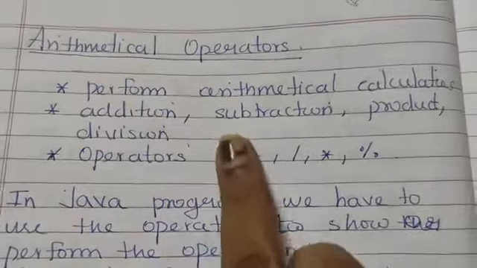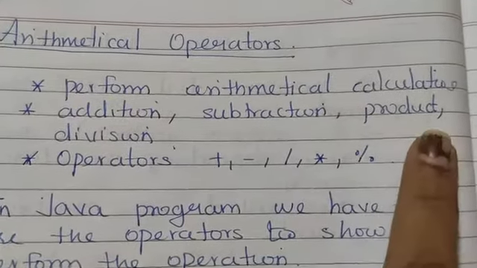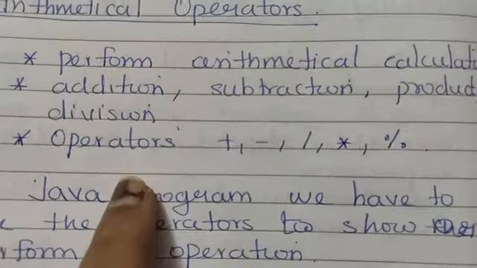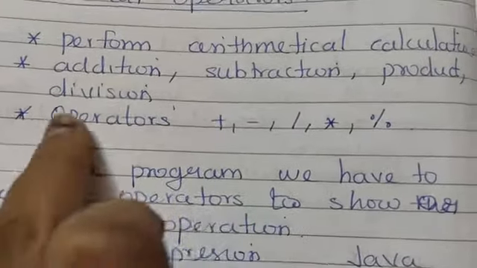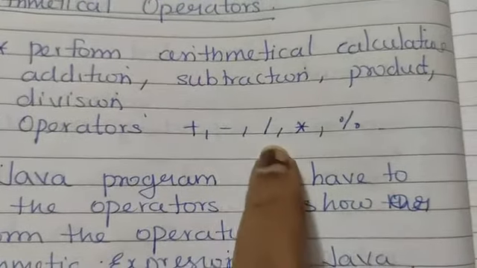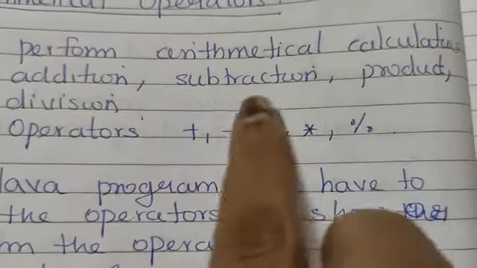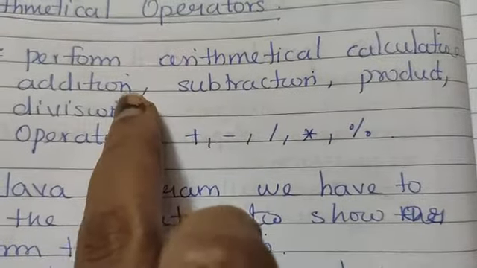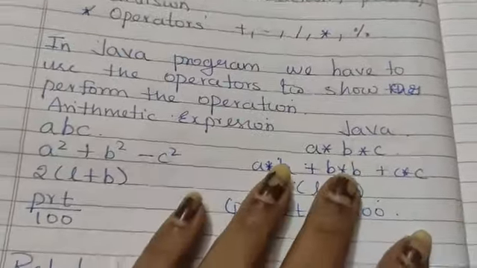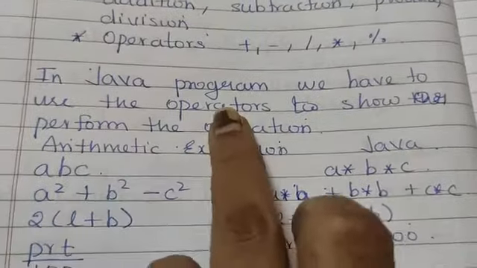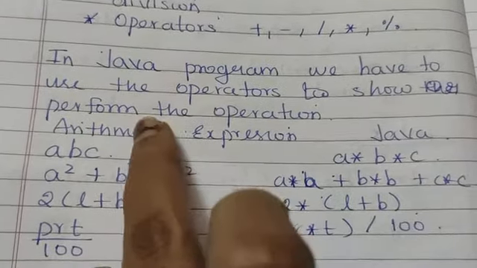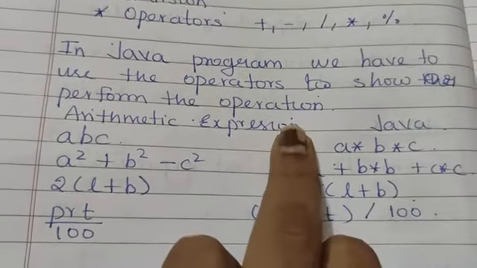Arithmetical operators perform the arithmetical calculations. What are the arithmetical calculations? Addition, subtraction, product, division. So the operators used to do these, addition, subtraction and all, plus, minus, these symbols are only used to do these operations. These are called the arithmetical operators. In a Java program, we have to use the operators to show or perform the operation.